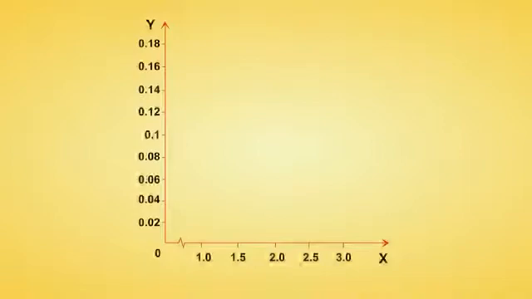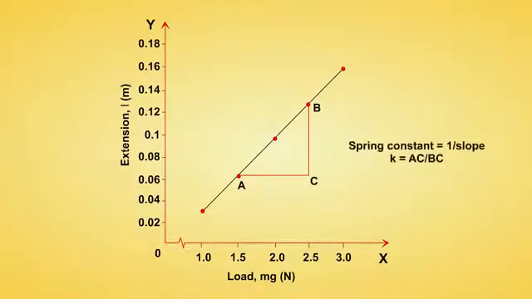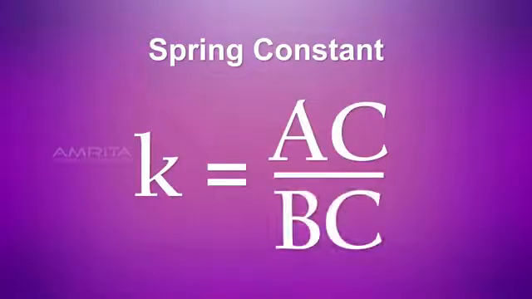A graph is plotted with load mg along x-axis and extension L along the y-axis. A straight line graph is obtained. From the reciprocal of the slope of the graph, the spring constant K is calculated. That is, K is equal to AC by BC.